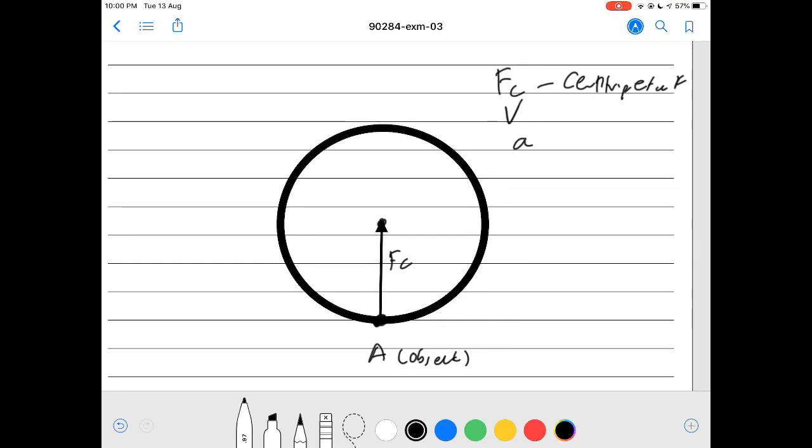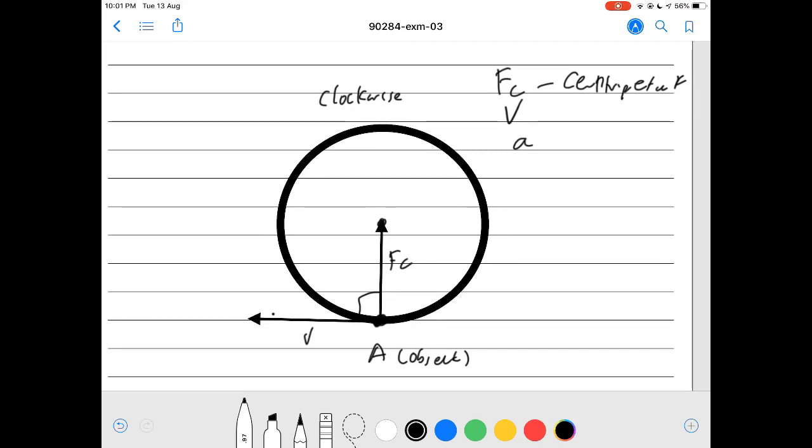And our instantaneous velocity, let's say this is moving in a clockwise direction. Our velocity is always 90 degrees to the centripetal force, in the direction of the motion. So it's moving in the clockwise direction, therefore our velocity will be acting at 90 degrees. The centripetal force and the velocity are perpendicular to each other.